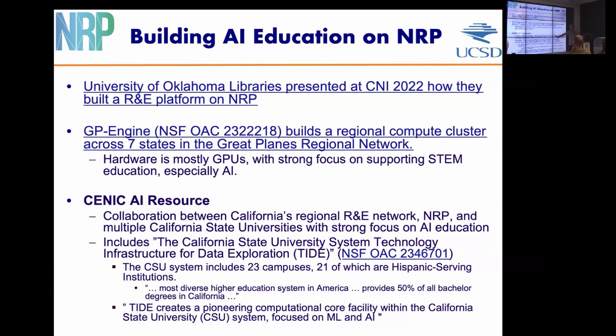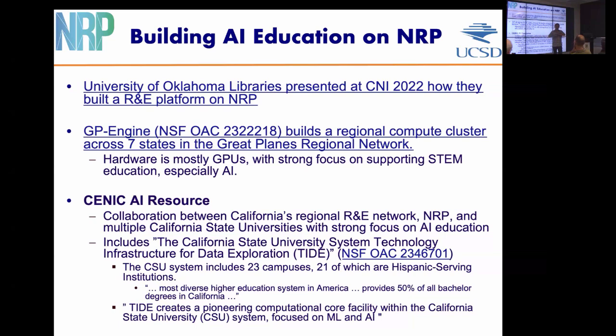And then we have something where we're working together with Scenic. Scenic is the regional network provider for California. California has the UCs, there's 10 of us. And then it has the state universities, there's 23. Out of the state universities, 21 are Hispanic serving institutions. And they have served a total of 460,000 students. Half of all bachelor degrees in the state of California come out of that system.